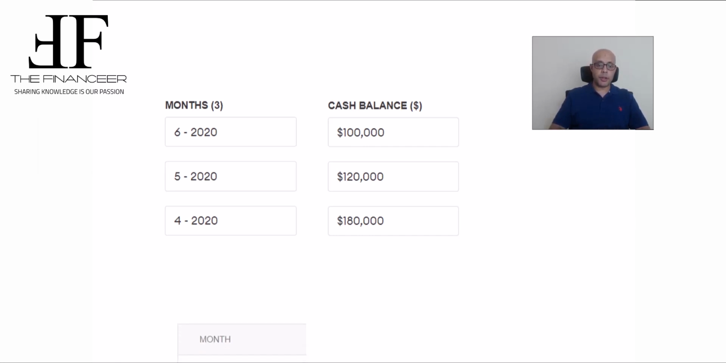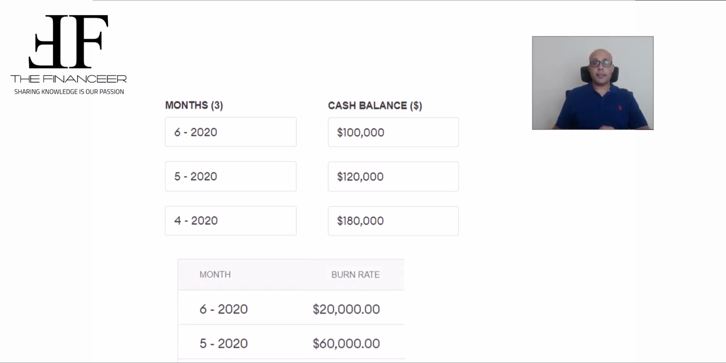Let's calculate the burn rate firstly. The burn rate is calculated as the difference between the cash balance last month and the cash balance this month. So in April, you had 180,000, and in May, you had 120,000. So the difference between them, you spent $60,000 in cash. So the burn rate in May is $60,000.